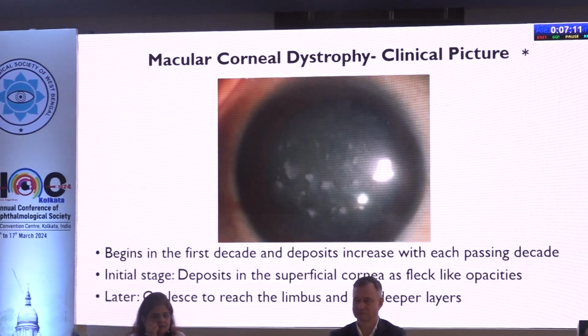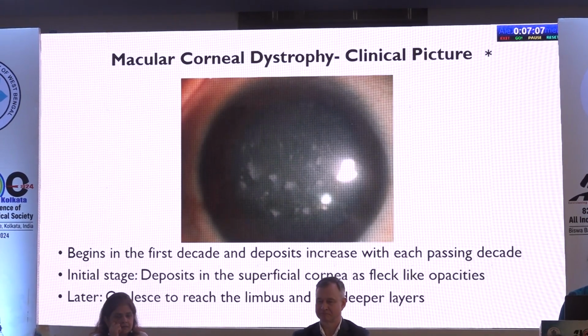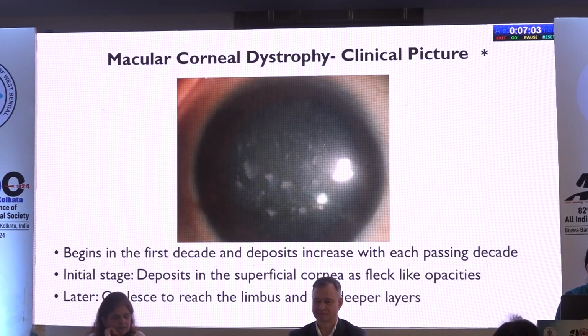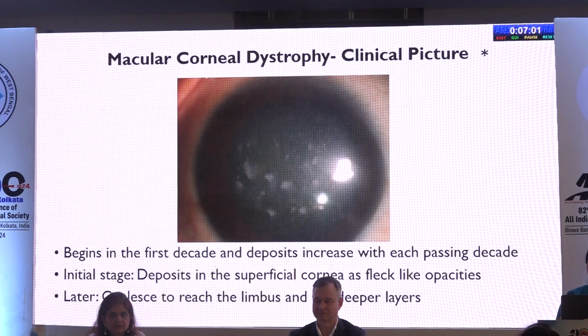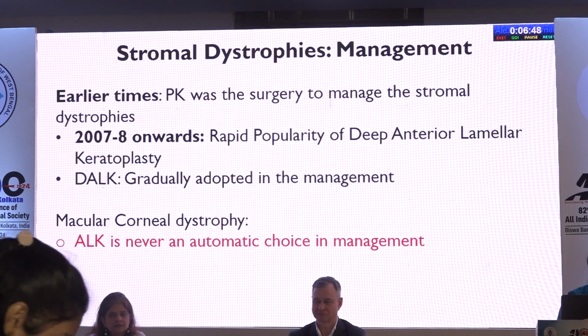Typically, the clinical picture of macular dystrophy is something like this, where it begins in the first decade and deposits increase with each passing decade, the initial deposit being superficial, and then later coalescing to reach the limbus. This is what the current textbook description of macular dystrophy is. The genetics: it's caused by mutations within the CHST6 gene, which leads to deposition of abnormal GAGs in the corneal stroma, keratocytes, DM, and the corneal endothelium.